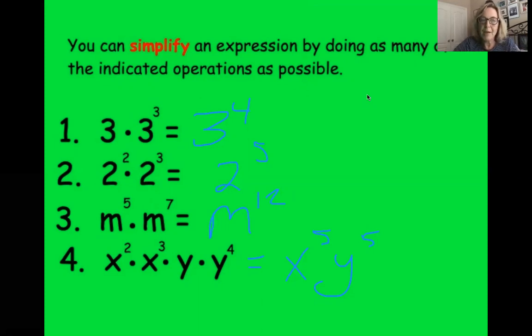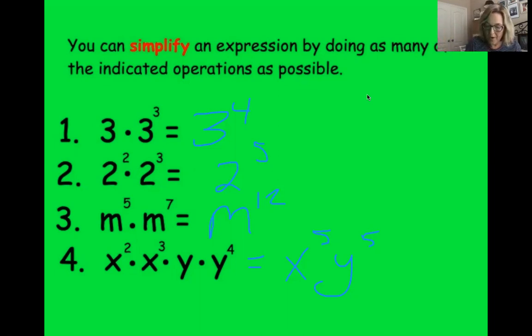m to the 5th power times m to the 7th power. Now, m is the common factor, so we keep that base of m, and then we add the 5 and 7 to get 12. Now, on this last one, you'll notice that there's two different bases, but we can only multiply them if they are the same base.